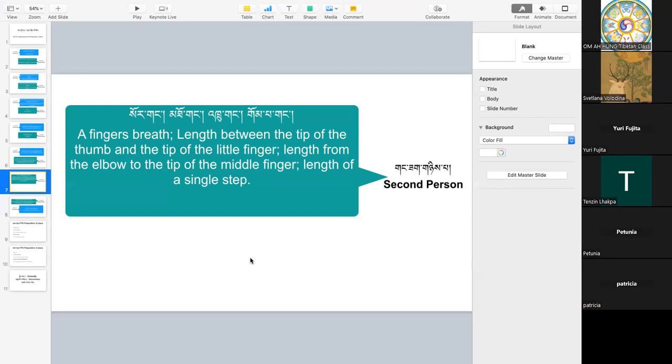And then you have trukang, which is the distance between the base of your elbow to the tip of your middle finger. Probably 1 foot. So that's trukang. And then kombakang means the length of each of your steps. So the length that you can cover with one step is called kombakang.